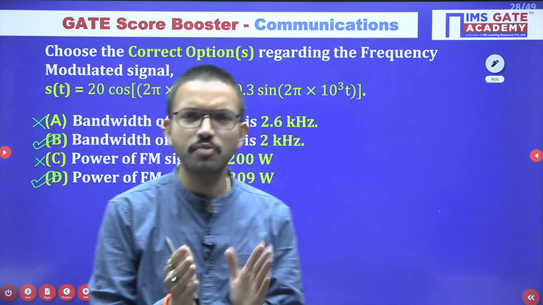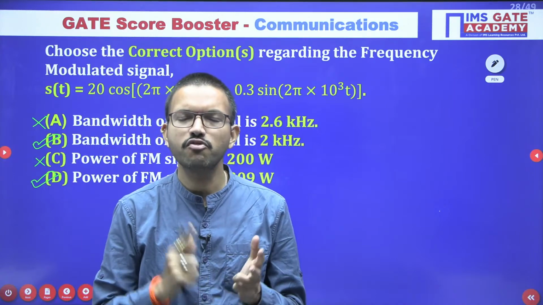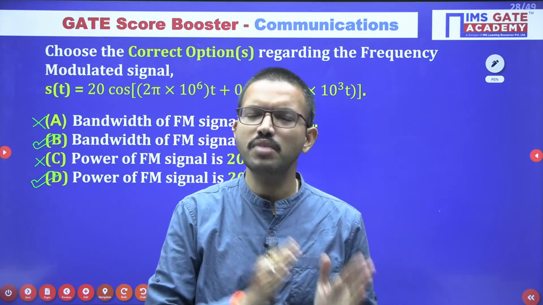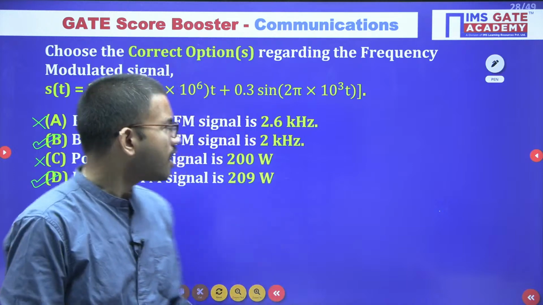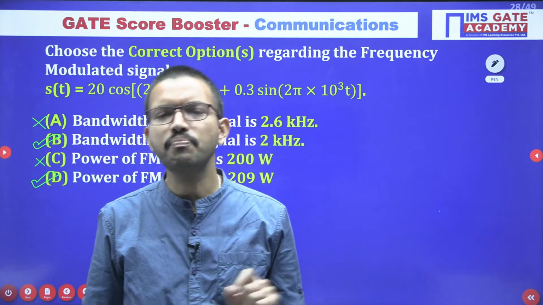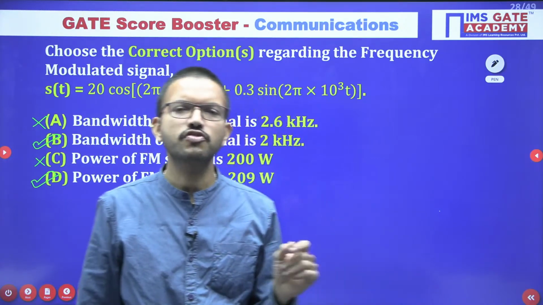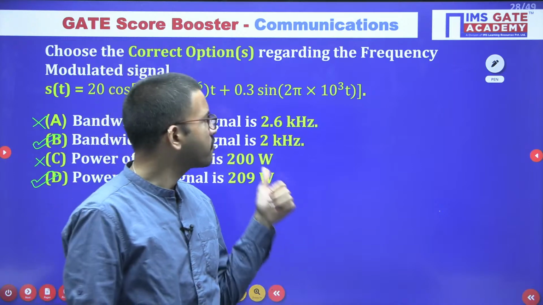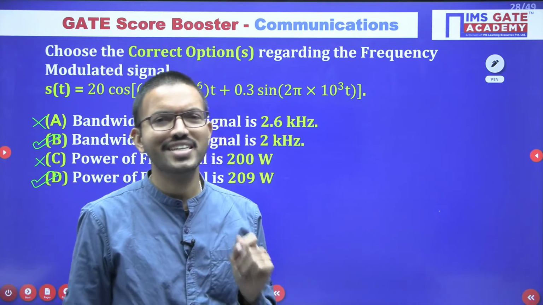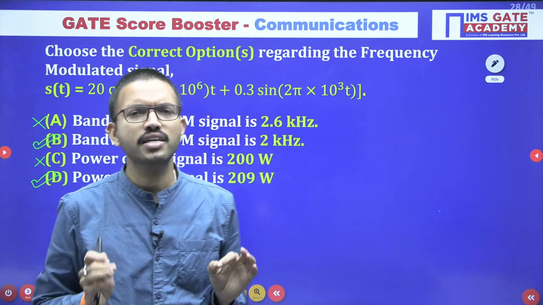Accordingly, if it is narrowband FM, whatever formulas regarding bandwidth and power we got in AM signals, similar formulas will be applicable. Whereas if the beta value is greater than 1, it is wideband FM, and the formulas we discussed just before this question can be used. I hope all of you are getting the clarity. These are very minute things and very, very important.